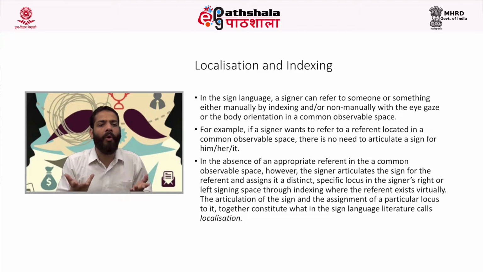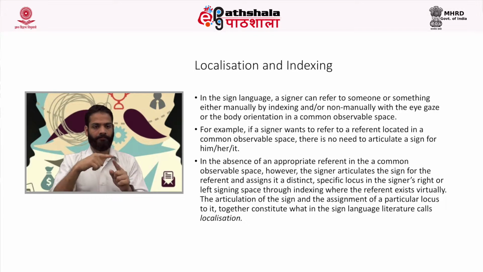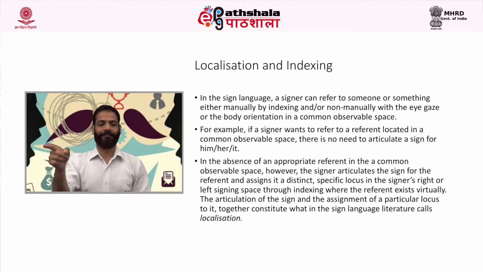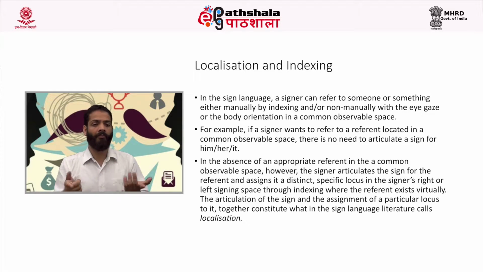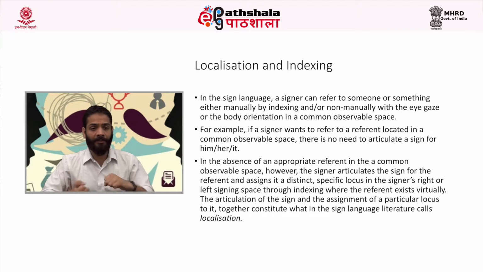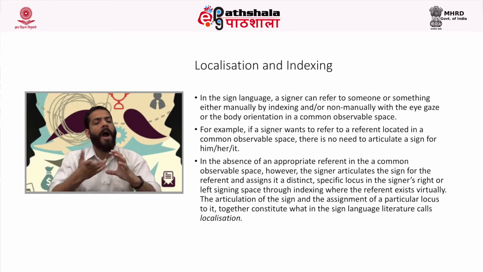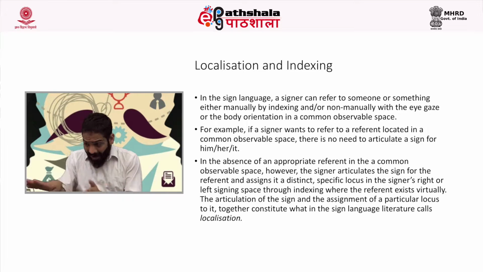For example, if a signer wants to refer to a referent located in a common observable space, there is no need to articulate a sign for him, her, or it. Rather, an index to the particular referent suffices. In the absence of an appropriate referent in the common space, however, the signer articulates the sign for the referent and assigns it a distinct specific locus in the signer's right or left signing space through indexing, where the referent exists virtually. The articulation of the sign and assignment of a particular locus to it together constitute what in the sign language literature is called localization.